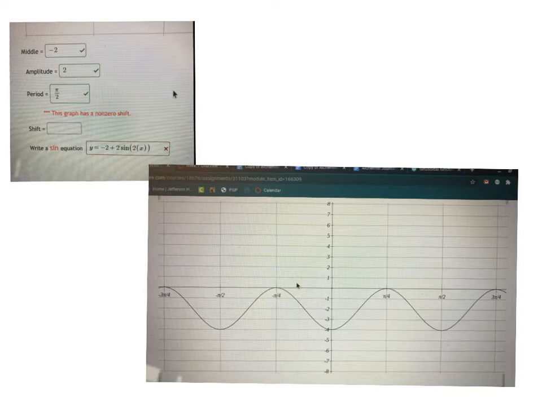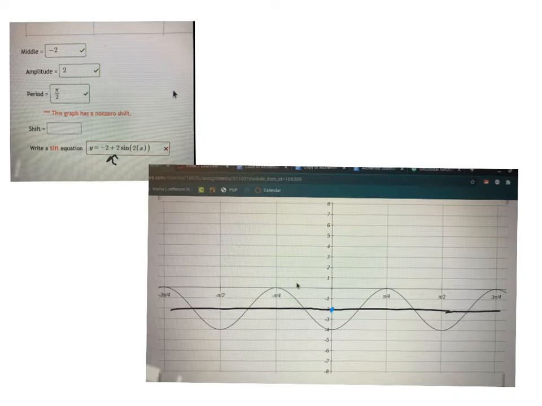Notice that when you're doing sine, it always starts in the middle of the graph. So in the graph that we have here, the one that's already drawn, this line here is my middle. Because this is a positive sine here, the sine graph would normally start in the middle at 0.